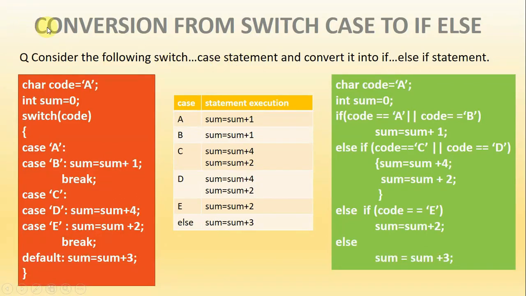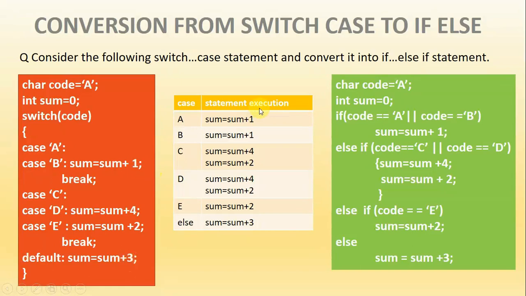Now let us do the reverse of this, conversion from switch case to if else. So a switch case statement is given to us. We have to convert it into an if else if statement. So let's see what the switch case statement is. Char code equal to 'A' within single quotes, int sum equal to 0, switch code, and within parenthesis case A, case B, sum equal to sum plus 1, break, case C, case D, sum equal to sum plus 4, case E, sum is equal to sum plus 2, break, default, sum equal to sum plus 3.